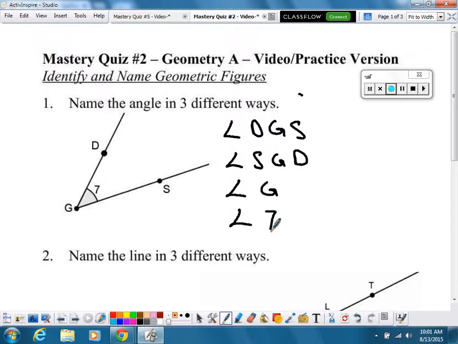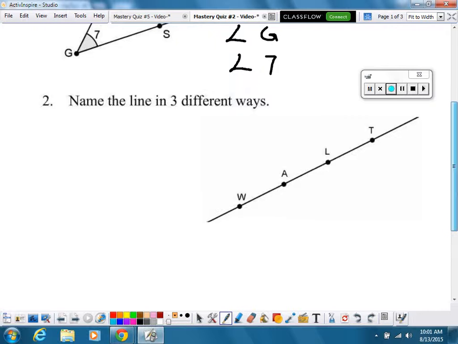Question number 2. Question number 2 is asking us to name this line in 3 different ways. For us to name a line, of course, you need to use 2 points. And you can see we have 4 different points, W, A, L, and T. We can basically choose any 2 points we wish. One example would be W, A.